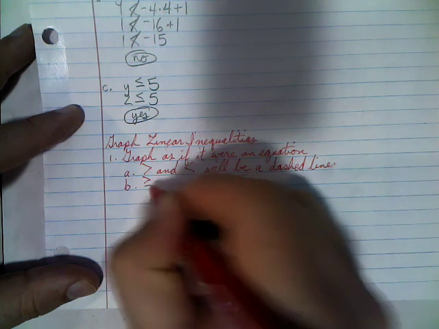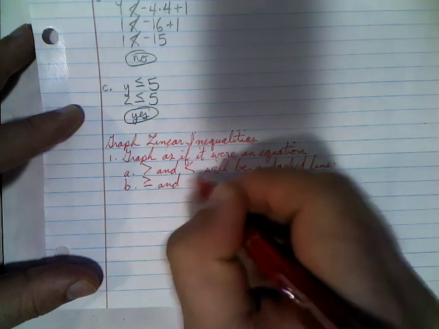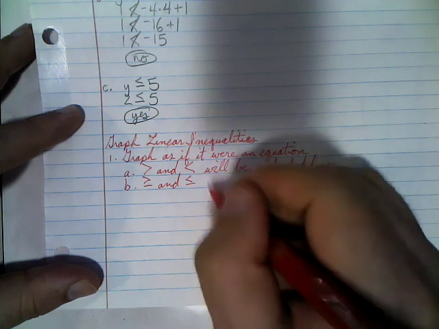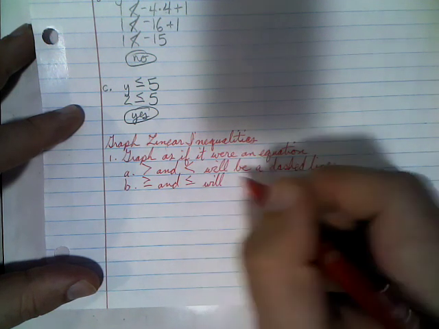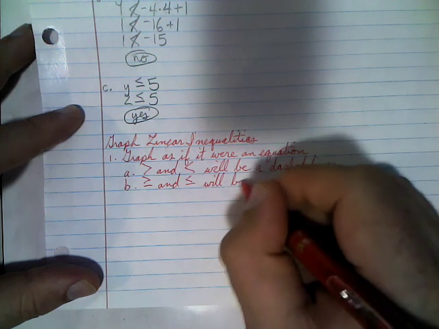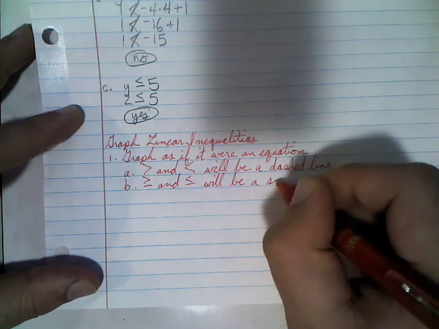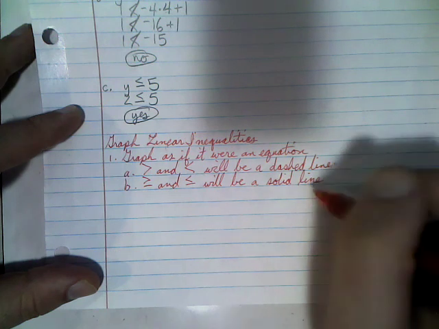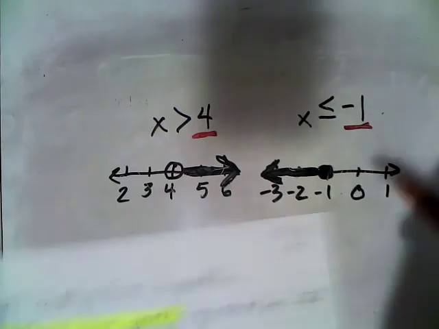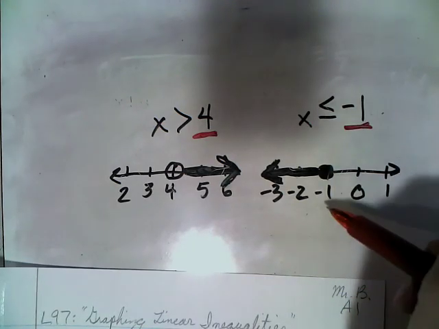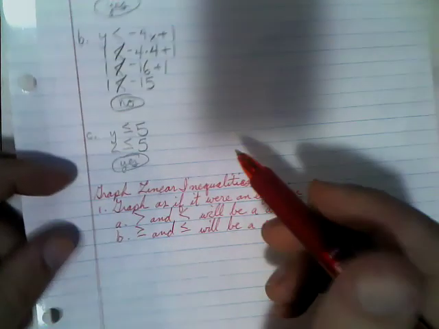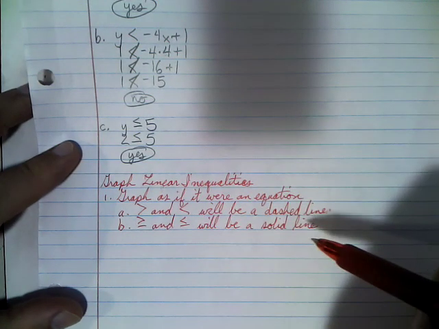If it is greater than or equal to, or less than or equal to, so those two, greater than or equal to and less than or equal to, will be a solid line. And so it'll be all the way filled in, just like our closed dot was all the way filled in. So that's the first thing, we got our boundary.